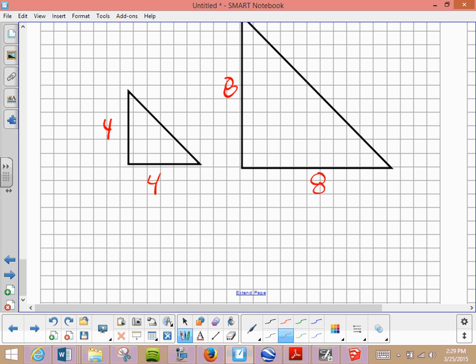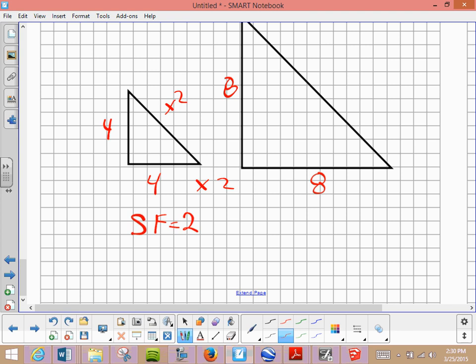The scale factor is whatever you multiply the first picture by to get to the second picture. So what is that? 2, right? 4 times 2 gives me 8. 4 times, what, right here? 4 times 2 gives me 8. So we say that the scale factor is 2. That's it. It's very simple.